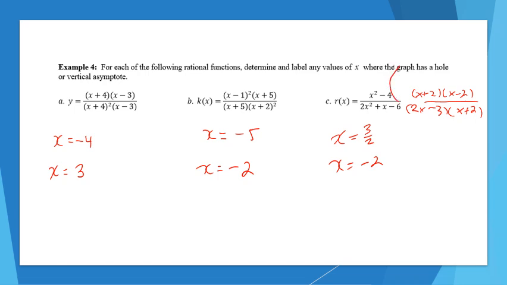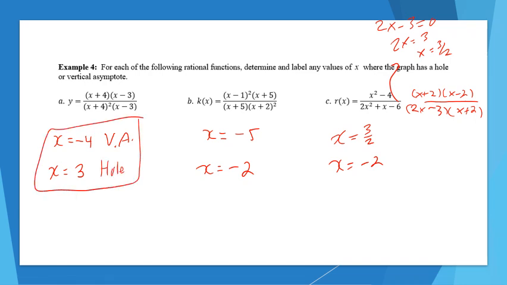Right? And 3 over 2 you can get by setting 2x minus 3 equal to 0. 2x equals just 3, x equals 3 over 2. And then the other one is pretty simple, x equals negative 2, right? So for A, this one, negative 4, this is a bottom-heavy factor, so that's going to be a vertical asymptote. X equals 3, equally heavy, so that's going to be a hole. Here, x equals 5, equally heavy, so that's going to be a hole. And then x equals negative 2 is only found in the denominator, so it's bottom-heavy, so vertical asymptote there.